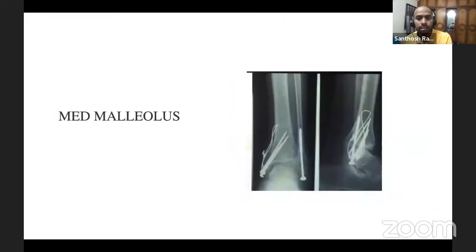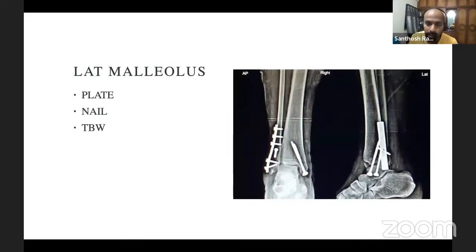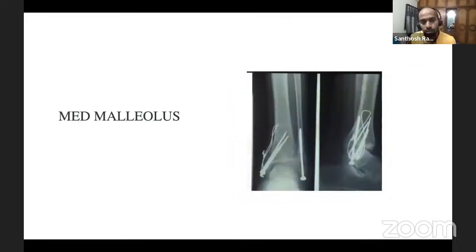So medial malleolus, we have various options. In this case, we have fixed it with CC screws. So we need to fix it in an orthogonal plane. We need not reach the other cortex. Just if we get good purchase, that is enough. But being perpendicular to the direction of the fracture line is important.